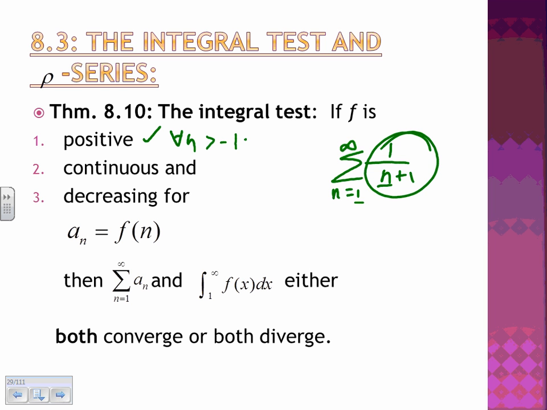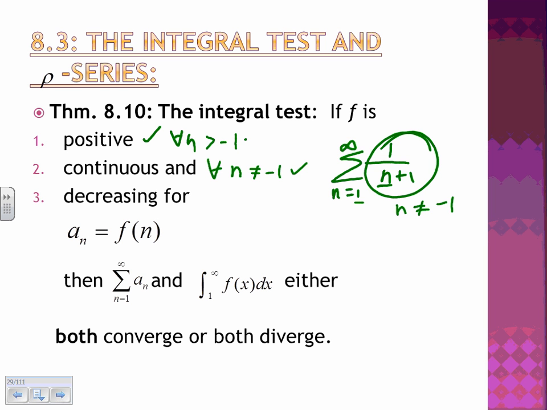Okay, the next one says, is it continuous? So if I had something like this, I would have to say, well, n cannot equal what? -1. So this is continuous for all n not equal to -1, so we're fine. Does that make sense?